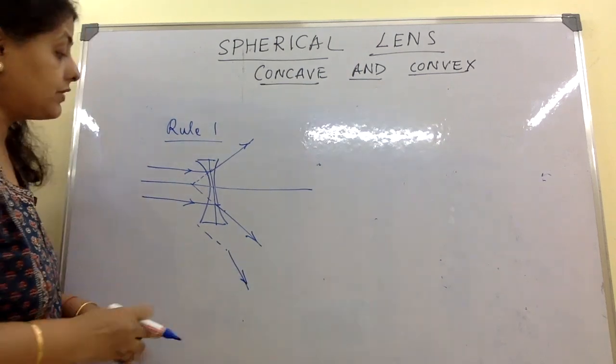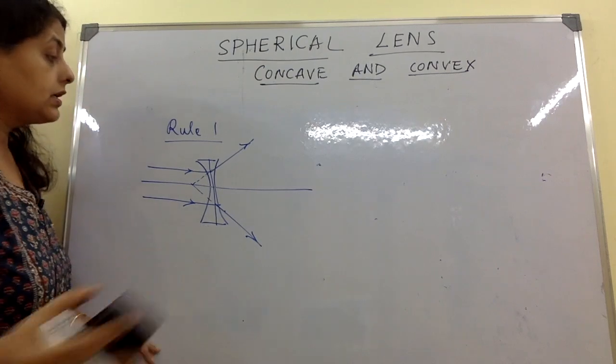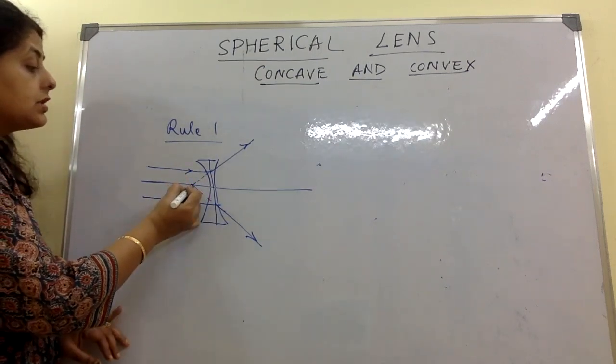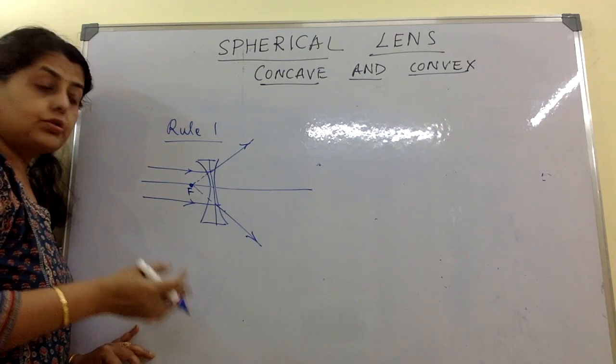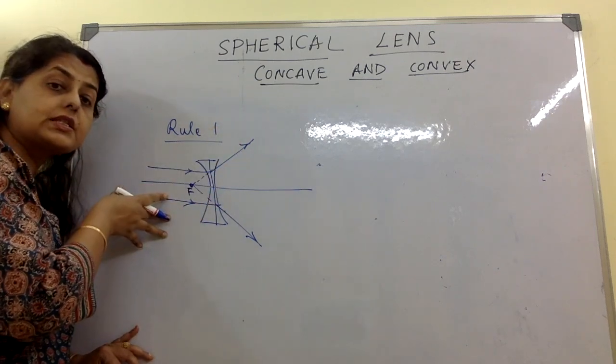Okay, you have to have a straight line, it has to be in line. So they will meet at a point which will be called the focus. So this is how the rays diverge in this kind of a lens.